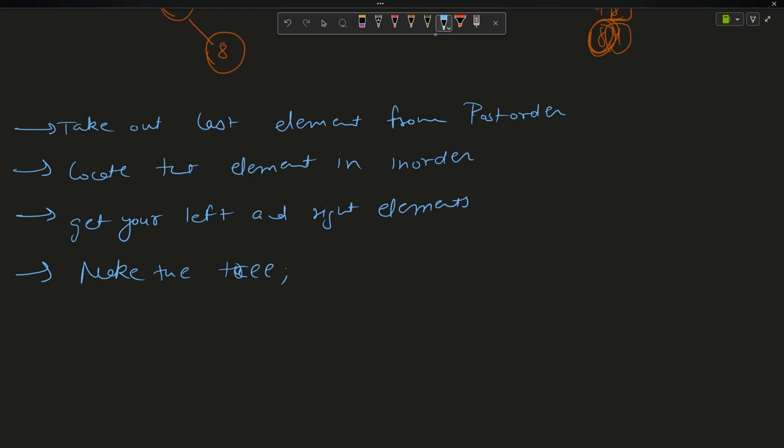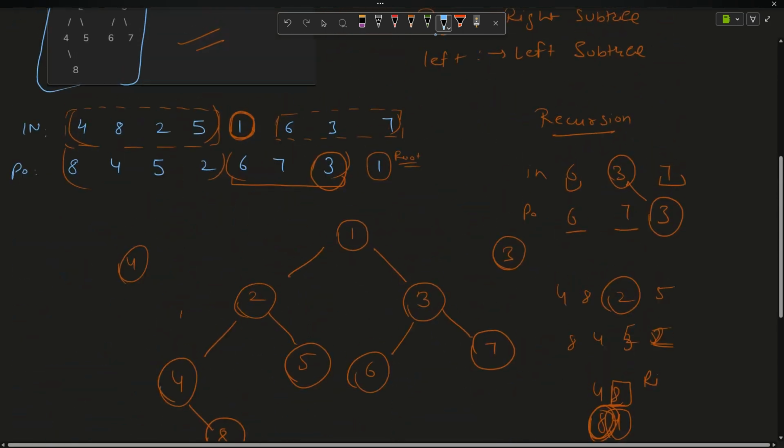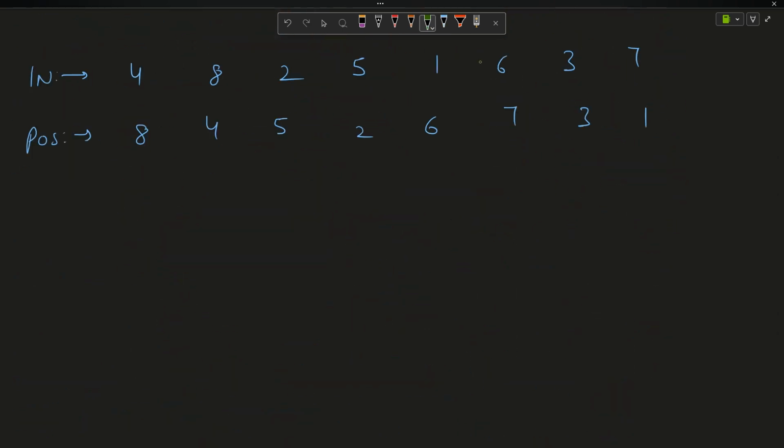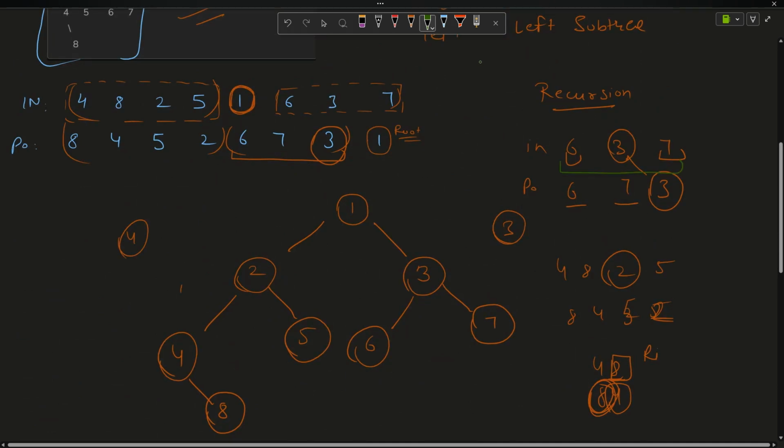Now how will I use this to do the code? Let me write down the arrays again. So what do I say? I say I will use a recursive function. Let us say the recursive function is called solve, right? And I will send my in order as usual, I will send my post order as usual.